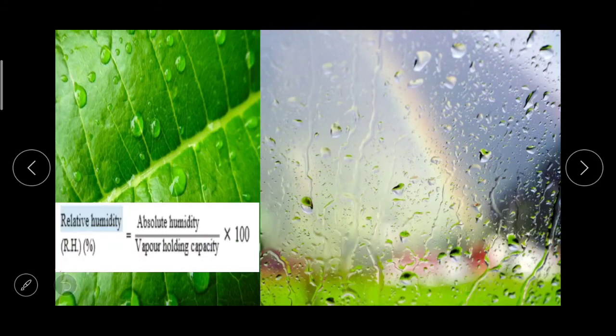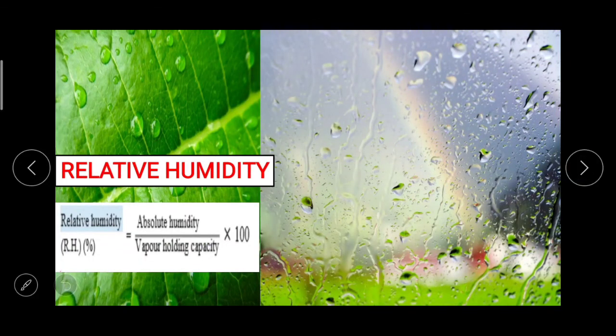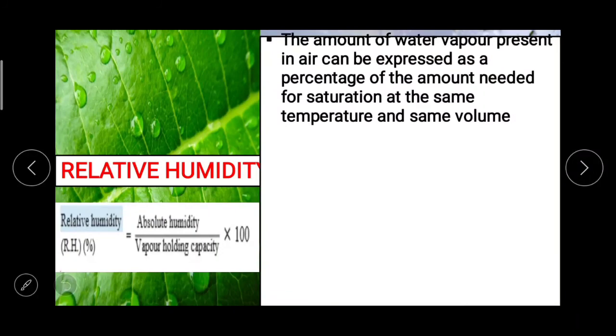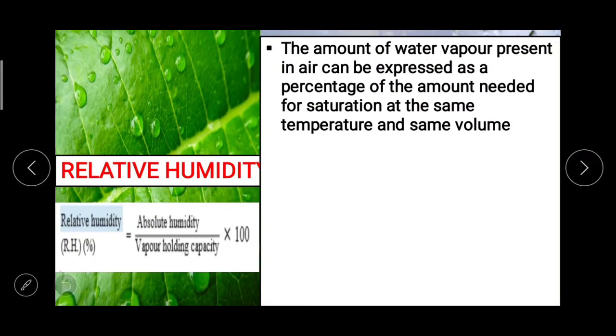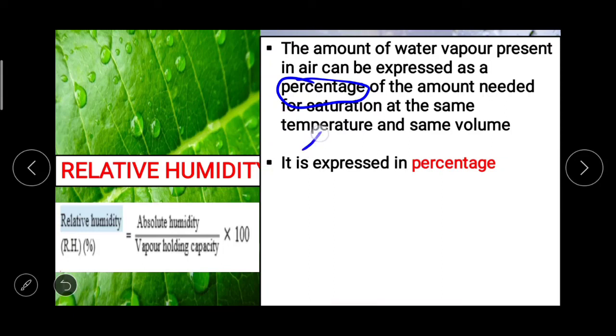Now the next to absolute humidity, there is relative humidity. The amount of water vapor present in air can be expressed as a percentage of the amount needed for saturation at the same temperature and same volume. It is expressed in percentage.